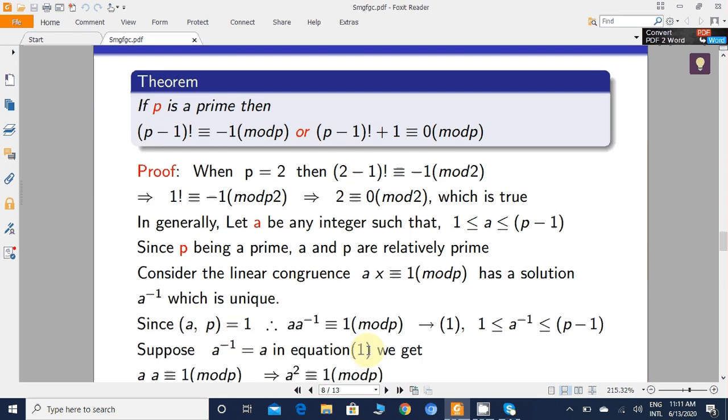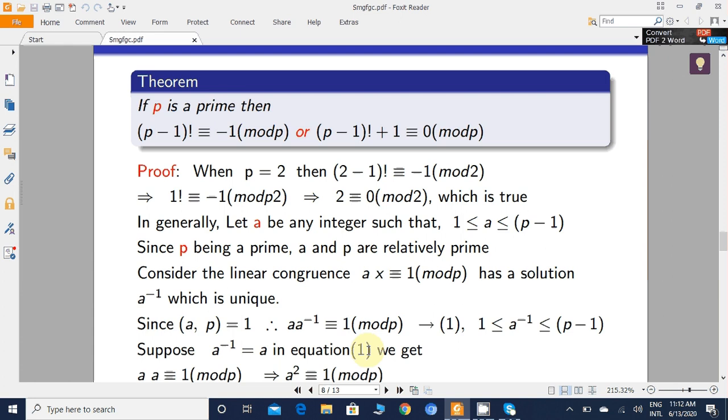When p equals 2, that is the first prime, then (2 minus 1)! is congruent to minus 1 modulo 2. 2 minus 1 is 1, that is 1 factorial. This is congruent to minus 1 mod p. Otherwise, if I take 1 factorial, which is 1, when minus 1 comes to the left hand side, that is 1 plus 1, that is 2. 2 is congruent to 0 modulo 2, which is true. That means 2 divides 2, the remainder is 0.